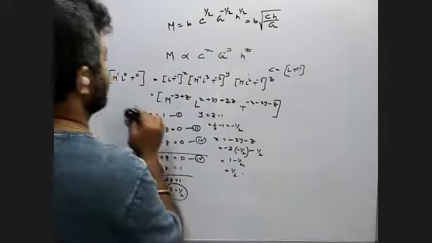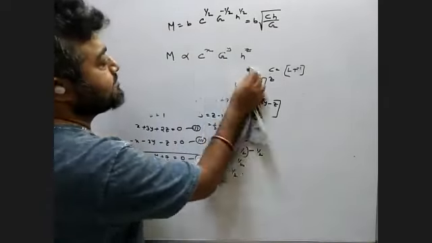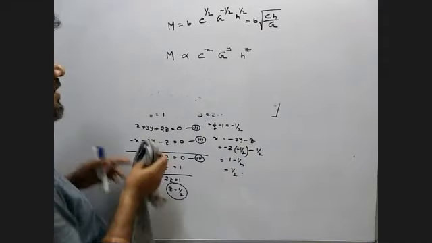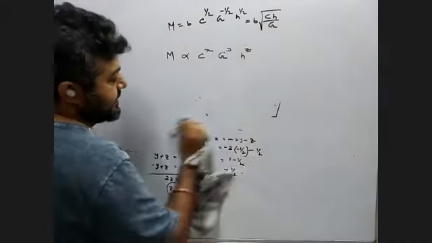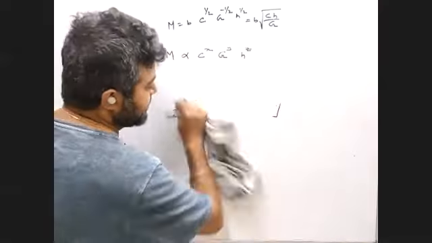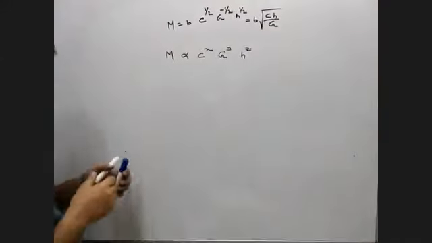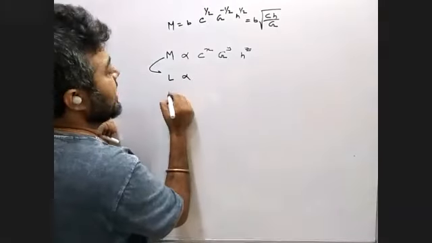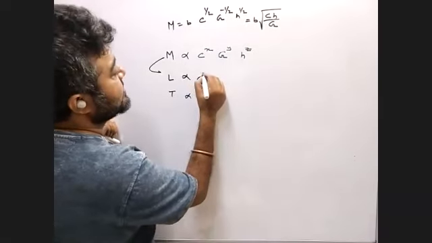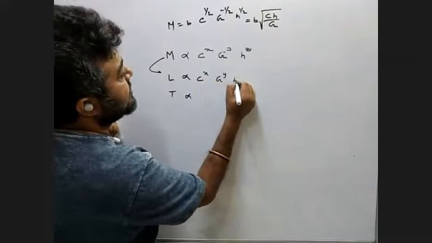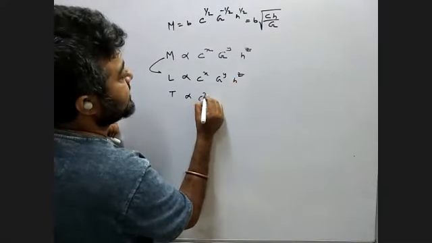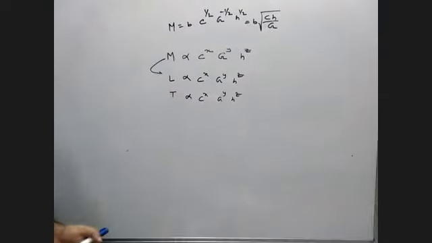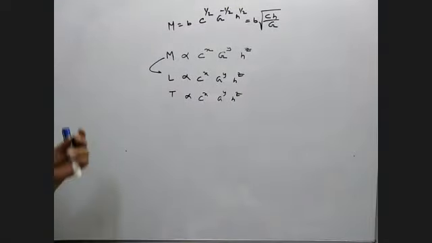Similarly, as I showed you, you can try this as a homework. Instead of mass, if we write L, the same question, and time, the same question, means c to the power x, g to the power y, h to the power z. What is your x, y, z? Clear? You can try this same thing.